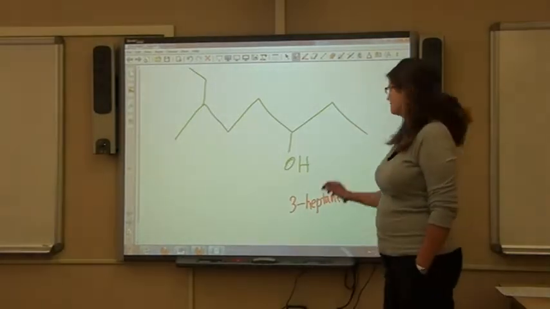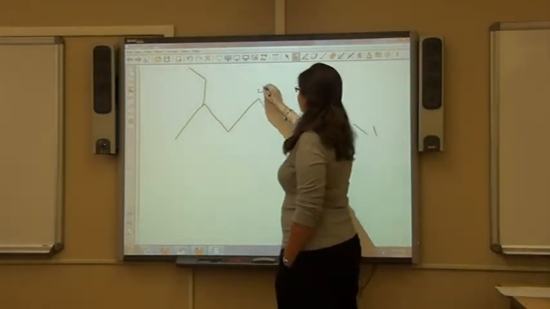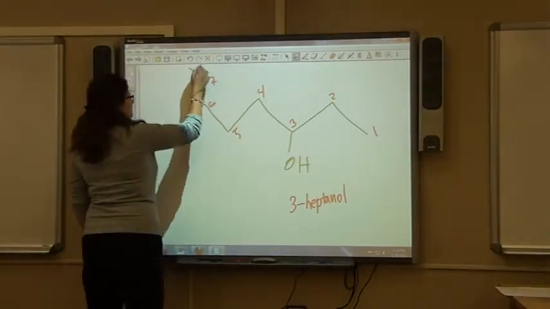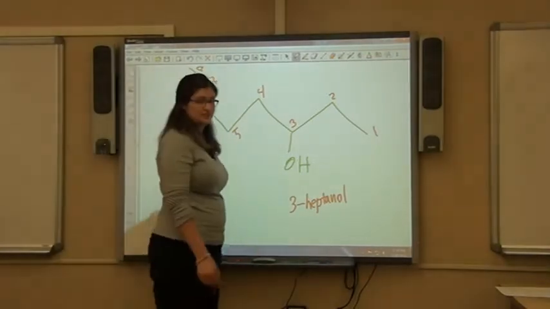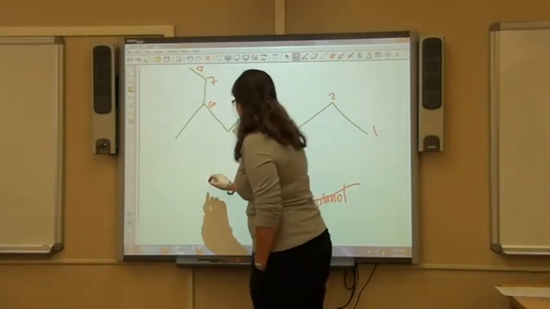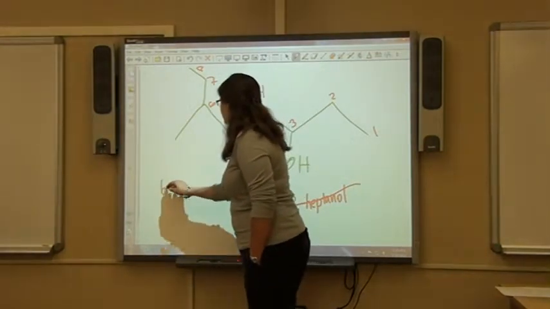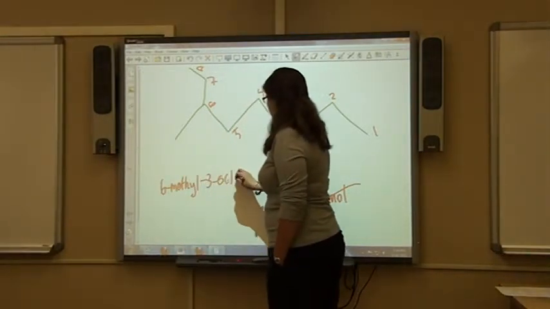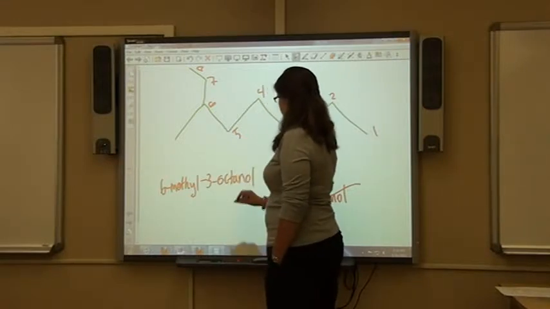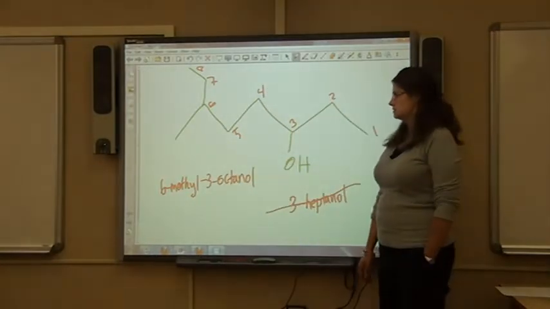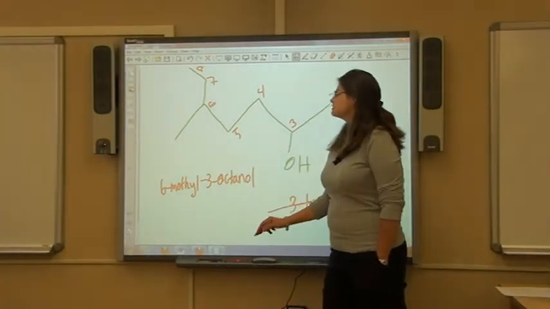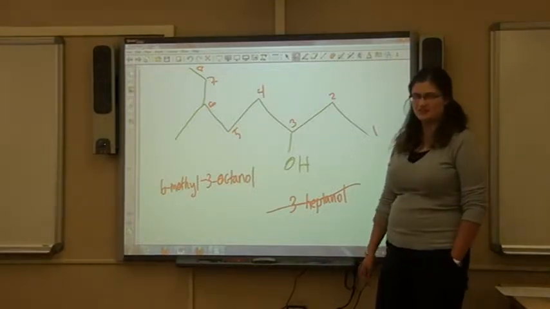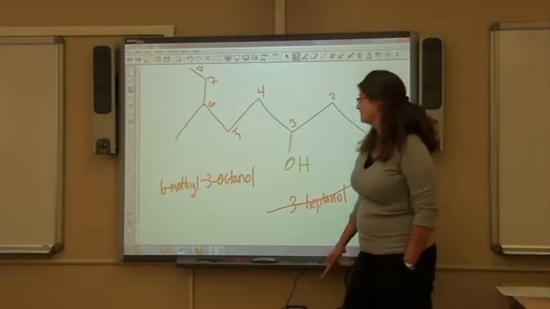Here's another one. Ooh, I made a mistake. This is not your last carbon. Your longest carbon chain is not 7, it's 8. So you should have 6-methyl-3-octanol. Always got to watch out for that longest carbon chain. I even tricked myself.